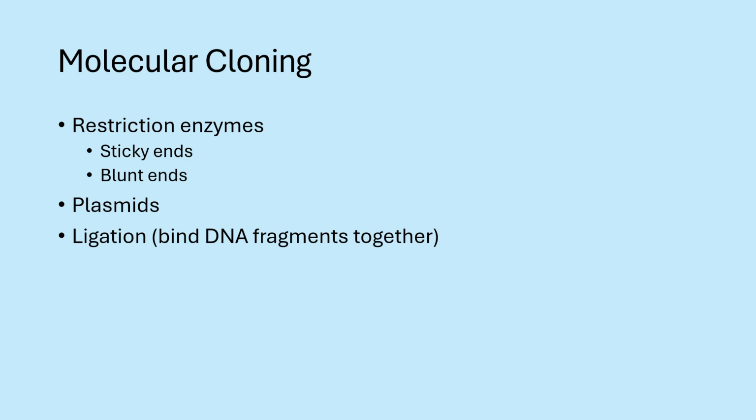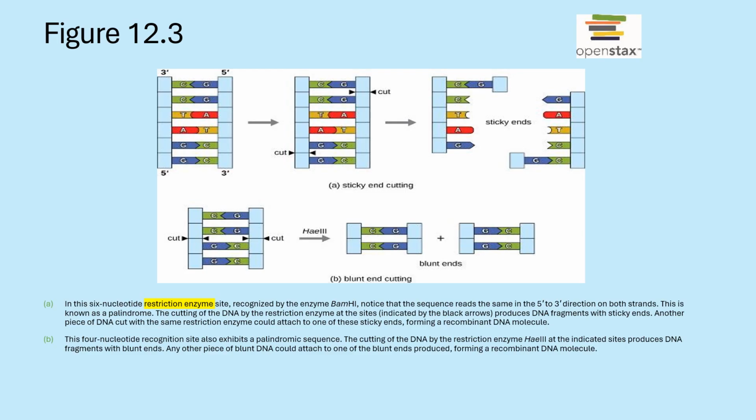There are hundreds of restriction enzymes. It's a way of cutting the DNA so you can insert something into it. We work a lot with plasmids. We also work a lot with ligation, which is binding the fragments of the DNA back together.